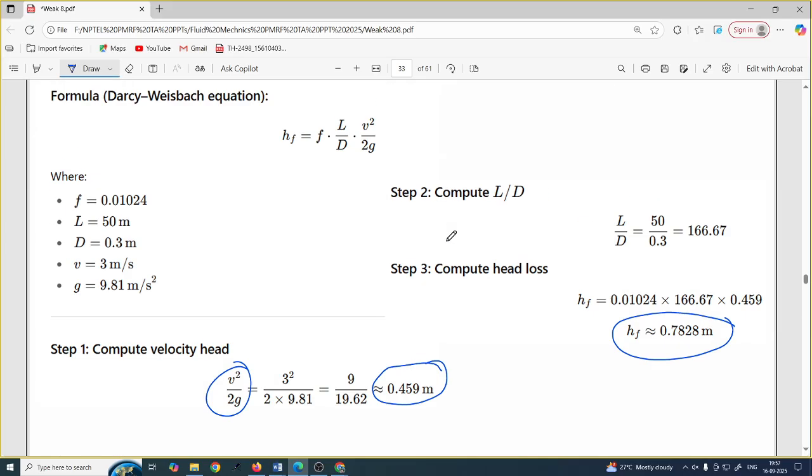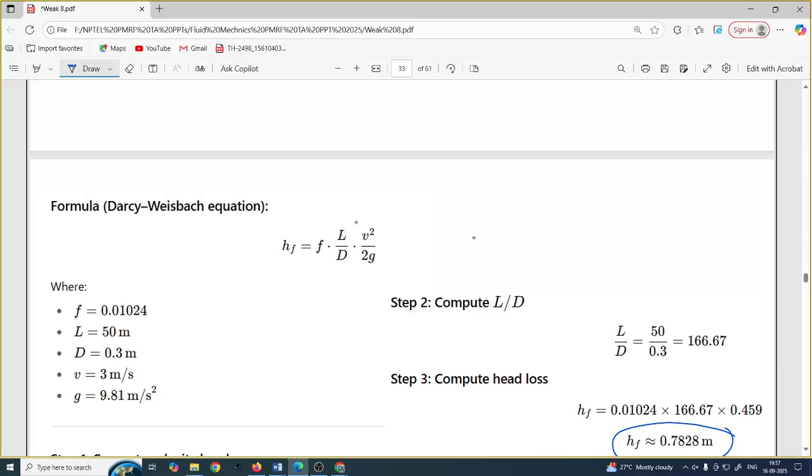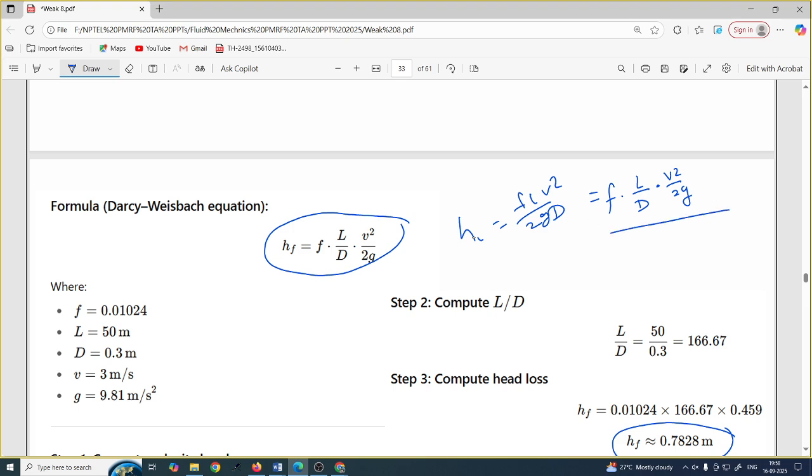You can think like that also. Darcy's formula is, I have written, HL is equal to FLV square by 2gD, but remember, it is the friction factor into L by D ratio into your velocity head. Once you combine, you will get this. So remember.